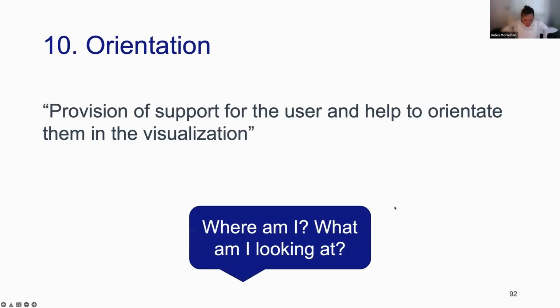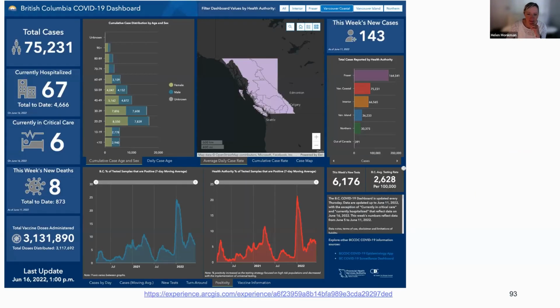Okay, so the 10th and final heuristic is orientation. And this is the idea that your dashboard is a system that people need to know where they are and how they can move forward and back and all that sort of stuff. So we want to provide support for the user and help orient them within the visualization. So we'll see that here.